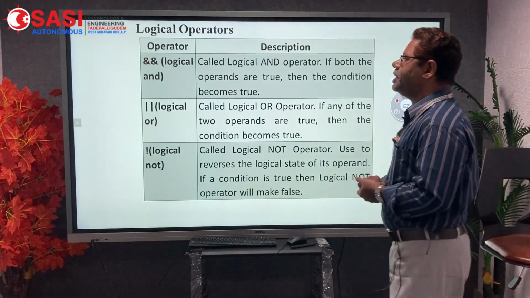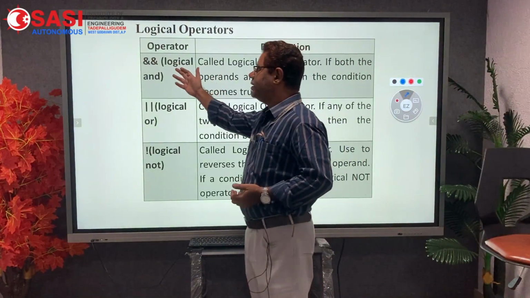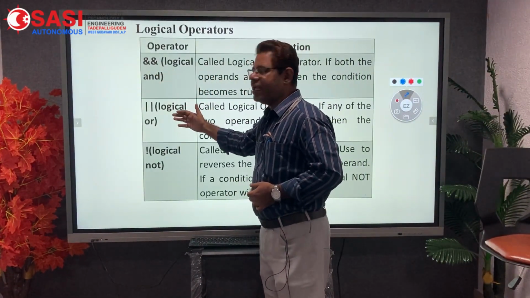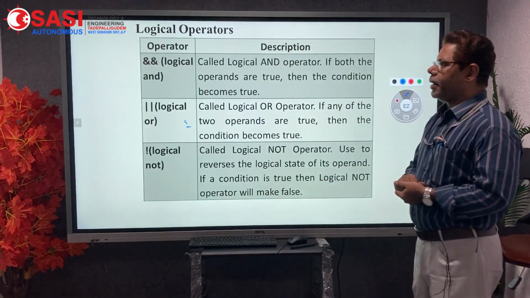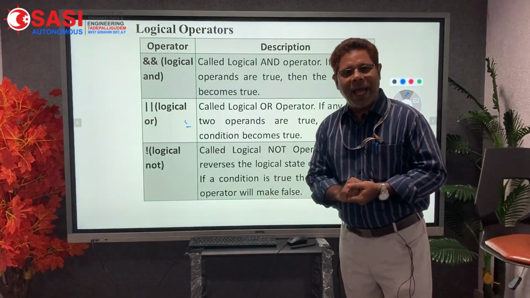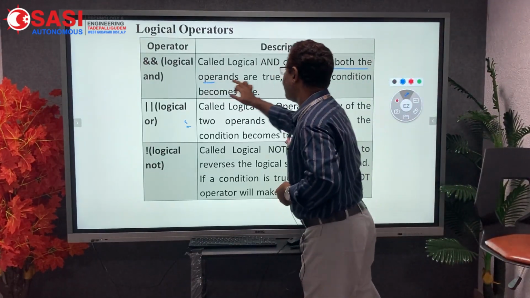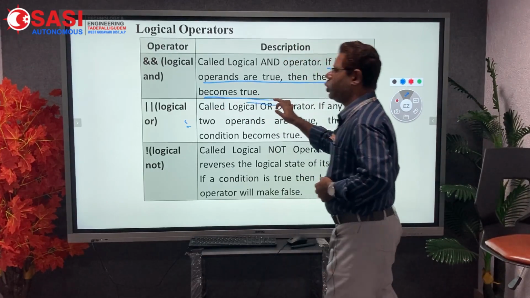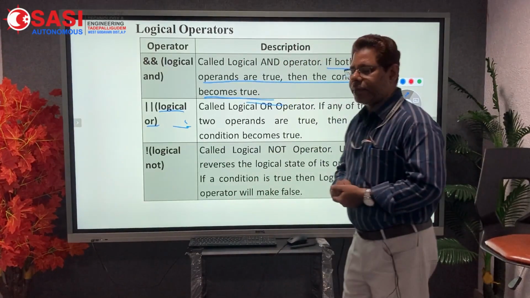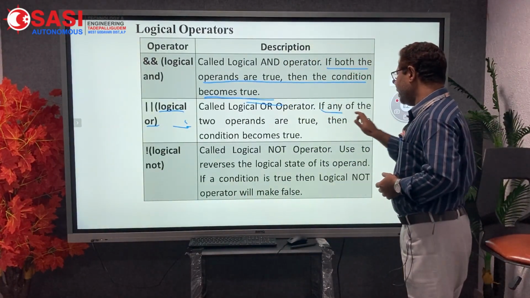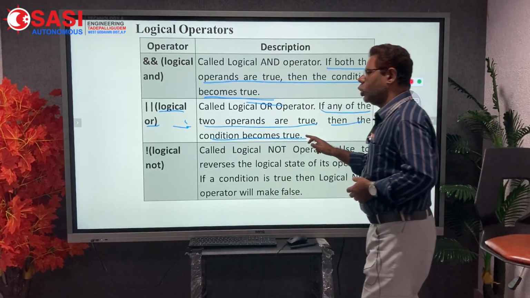Next one is the logical operators. We have three logical operators. One is the logical AND operator, second is the logical OR operator, third is the logical NOT operator. Whenever we apply the logical AND operator, we can follow a statement: if both the operands are true, then the condition becomes true. Next, for the logical OR operator, we can follow a statement: if any one of the two operands is true, then the condition becomes true.